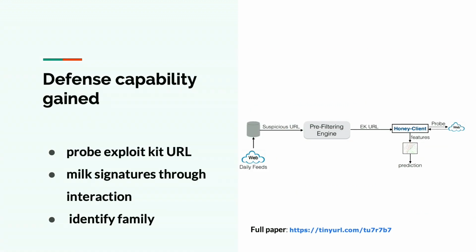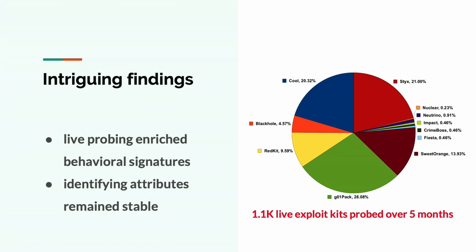So the defense capability that we were able to distill from this kind of experience is basically we were able to build a system that can probe live exploit kit URLs and identify the family of these exploit kits with respect to the 40 families we have in store. So some of the intriguing findings that we came across are, for example, within a span of 5 months, we were able to actively probe and identify about 1,100 exploit kits, which were live and kicking at that point.